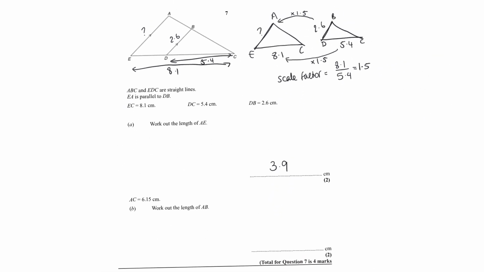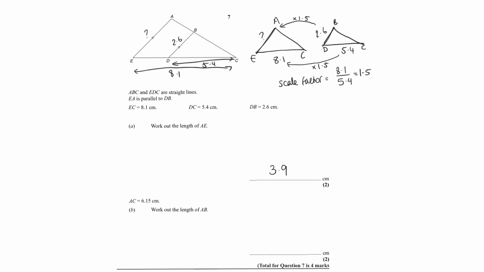Then moving on to part B, it says A to C is 6.15, and it wants us to work out the length AB. So our A to C is 6.15. To work out what that would be on its equivalent little length, BC, over here, we would do 6.15 divided by 1.5. And in our calculator, that would leave us with an answer of 4.1.